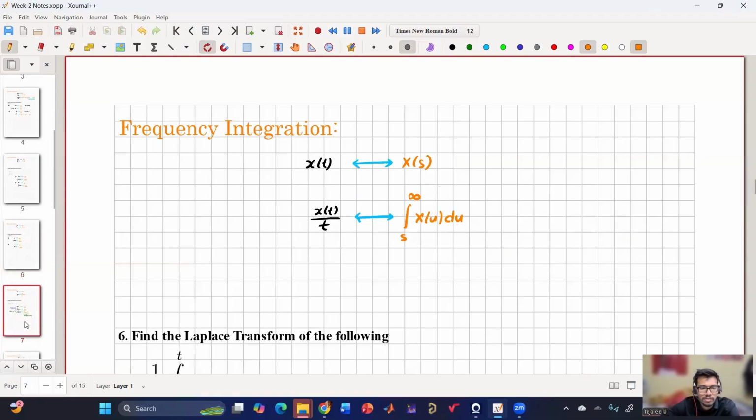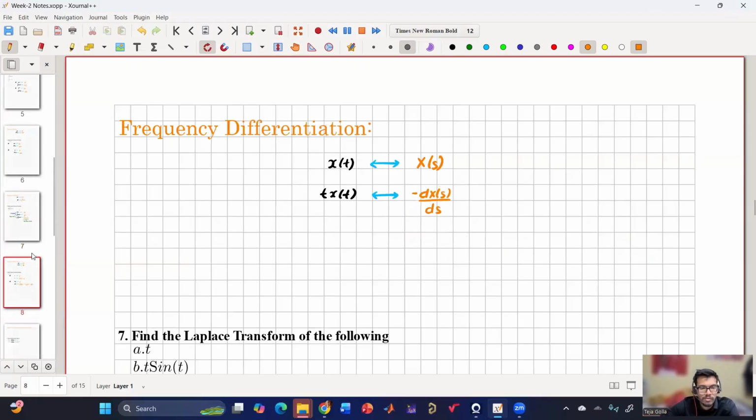For frequency integration, if we have x of t with Laplace transform x of s, then for x of t by t, we have the integral from s to infinity of x of u du. Similarly, for frequency differentiation, if x of t has Laplace transform x of s, then for t into x of t, we have minus d by ds of x of s.